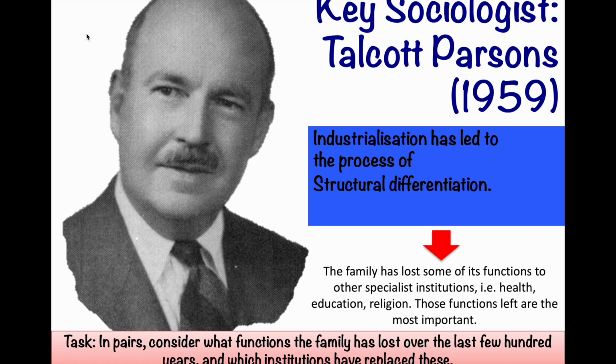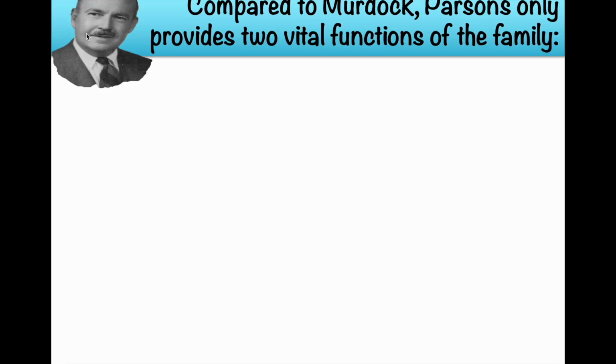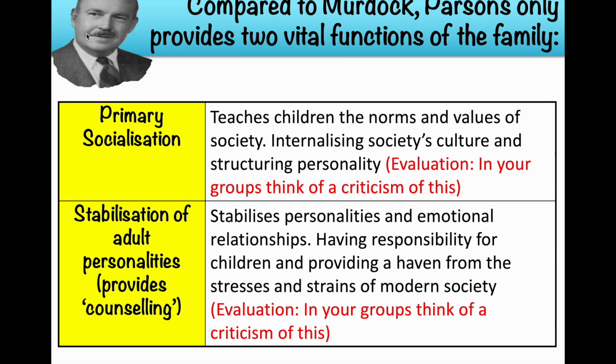The family has fewer functions, but those functions are really important and necessary for a functionalist. So, according to Parsons, the family now has only two functions. Those are primary socialization, which just means teaching you the norms and values of society, and stabilization of adult personalities. So it essentially provides a kind of counseling service for adults.